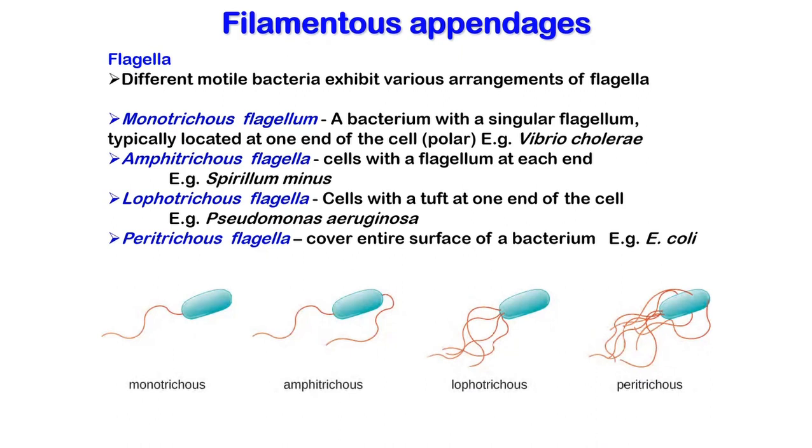So there are basically 4 different types of flagella arrangements. The bacterium can just have one flagellum at one end of the cell, and this is called a monotrichous flagellum. Or the cells could have a flagellum at each end, called amphitrichous flagella. Or the flagella can be present as a tuft on one end, so multiple flagella at one end of the cell, and that's lophotrichous flagella. Or the flagella could cover the entire surface of the bacteria, and in this case they're called peritrichous flagella.